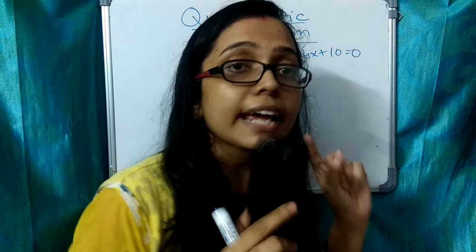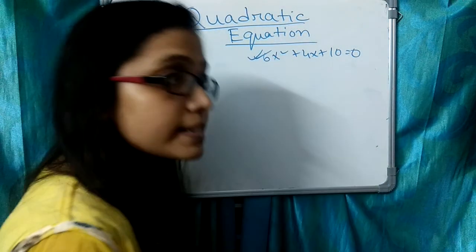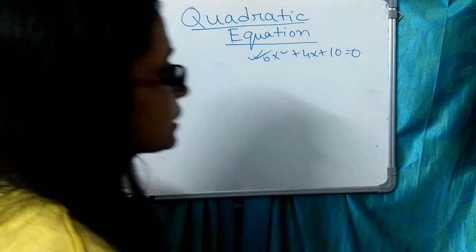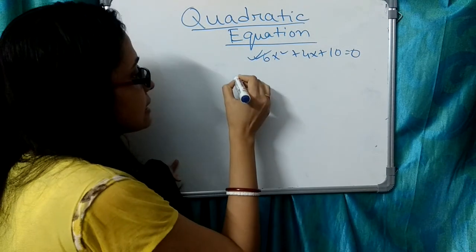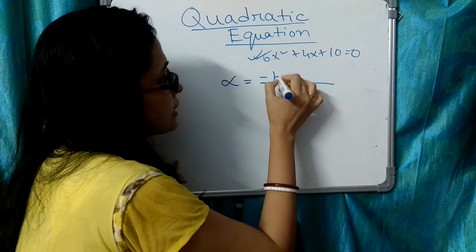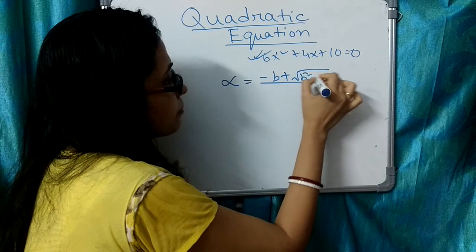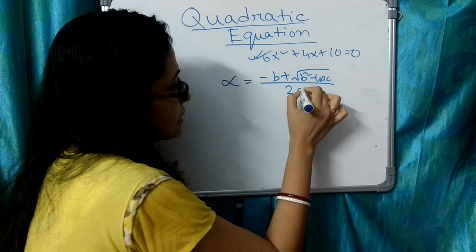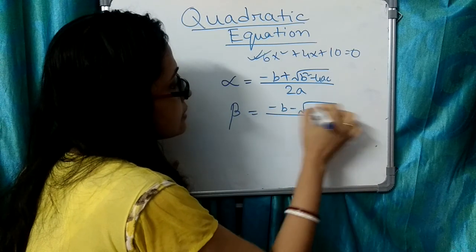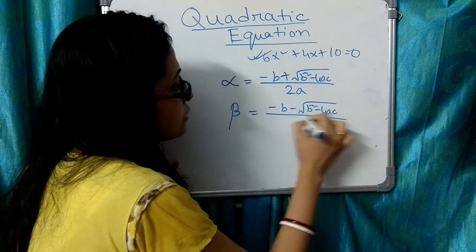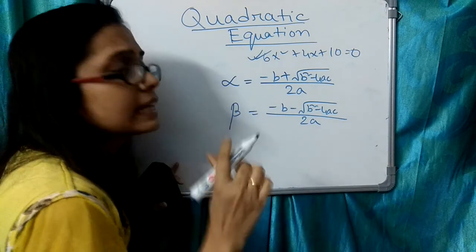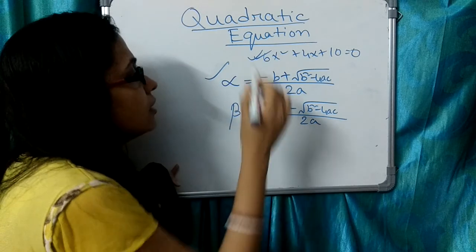But if in any question the roots are given and we have to form the quadratic equation, then how will we do it? The process is that let us consider alpha, one of the roots, the first one, as (-b + √(b² - 4ac)) / 2a, and beta as (-b - √(b² - 4ac)) / 2a. So with this we will get alpha and beta.